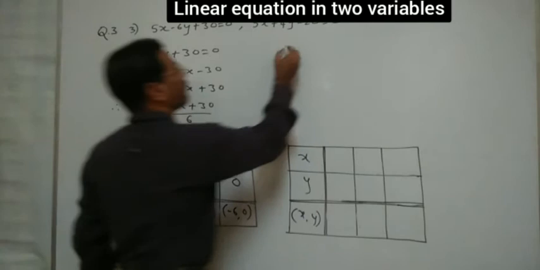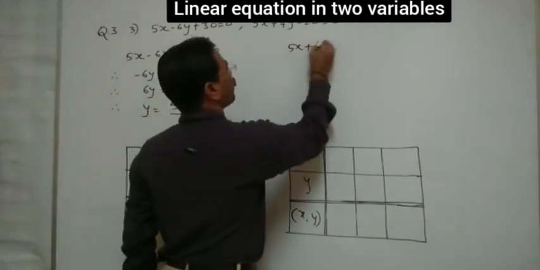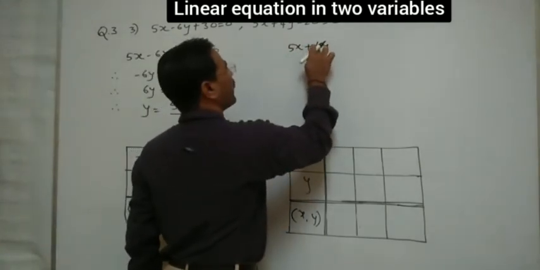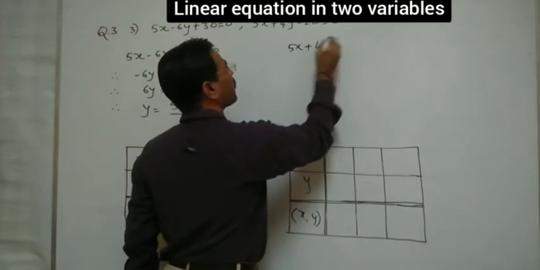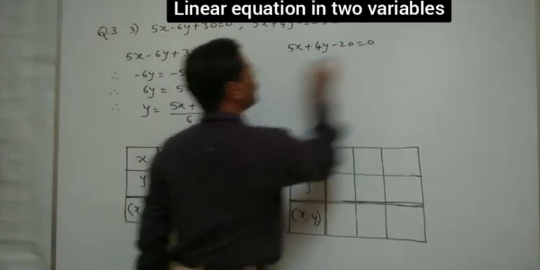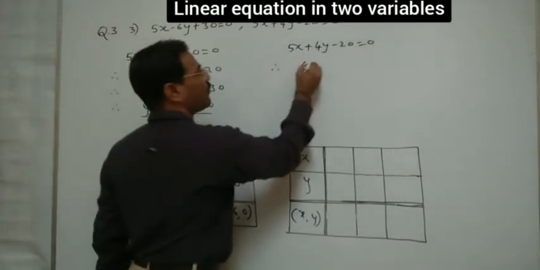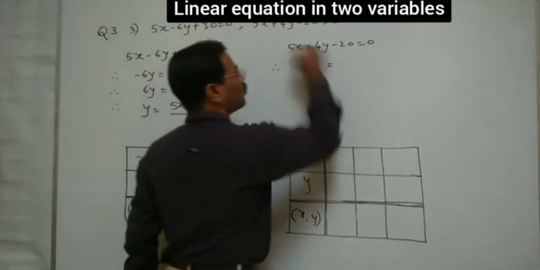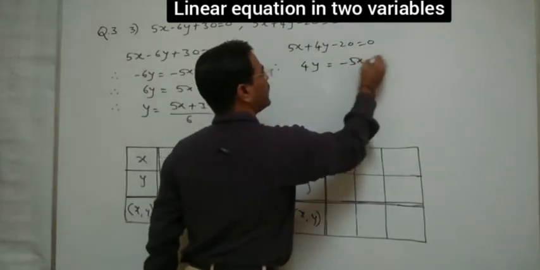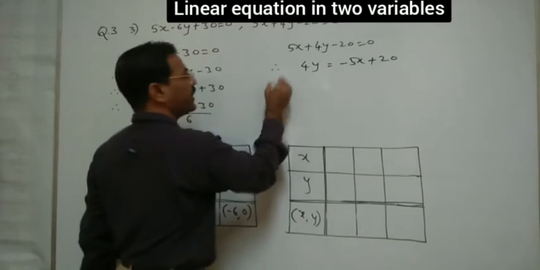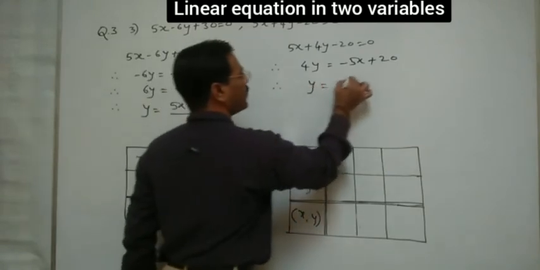Take that side. 5x plus 4y minus 20 equal to 0. Again I will put in the form of y form. So both these go to that side. Very carefully take 4 to this side.